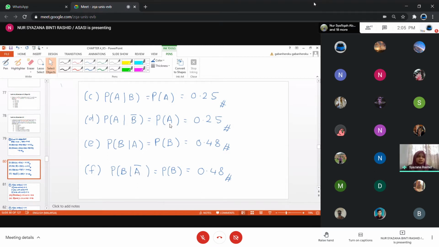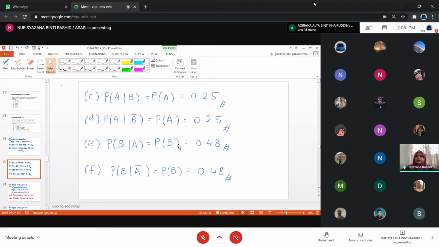So if we want to do it like this, it means that A and B complement are independent. And it is actually true. We discussed the other day that if A and B are independent, then automatically their complements are also independent. So that's why on parts D and F, I also assume that A and B complement are independent. So I can use this formula.